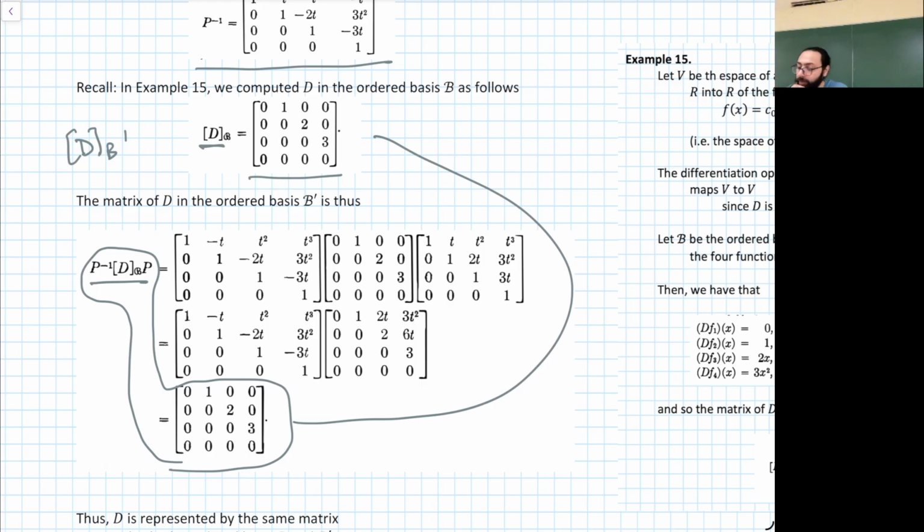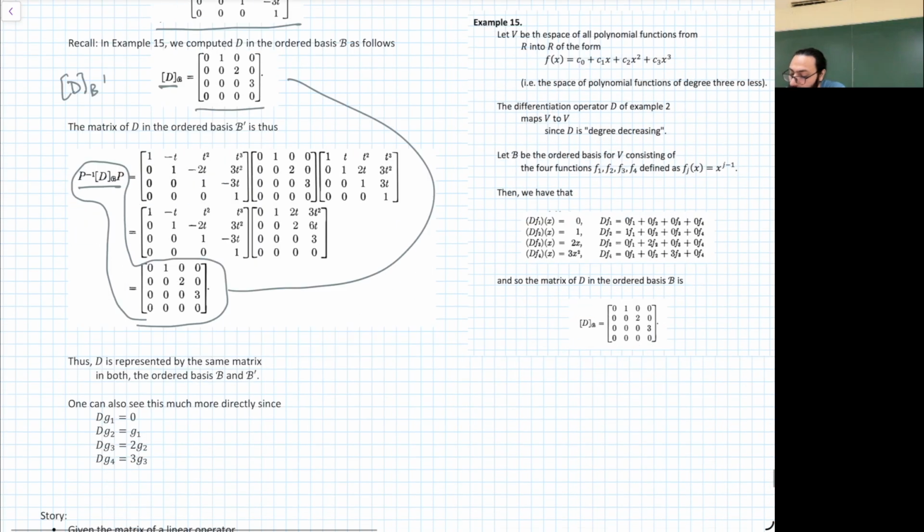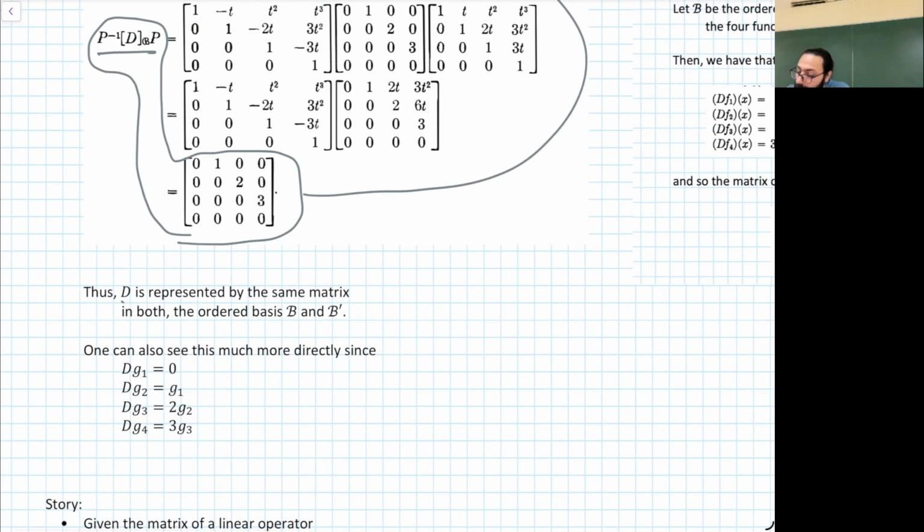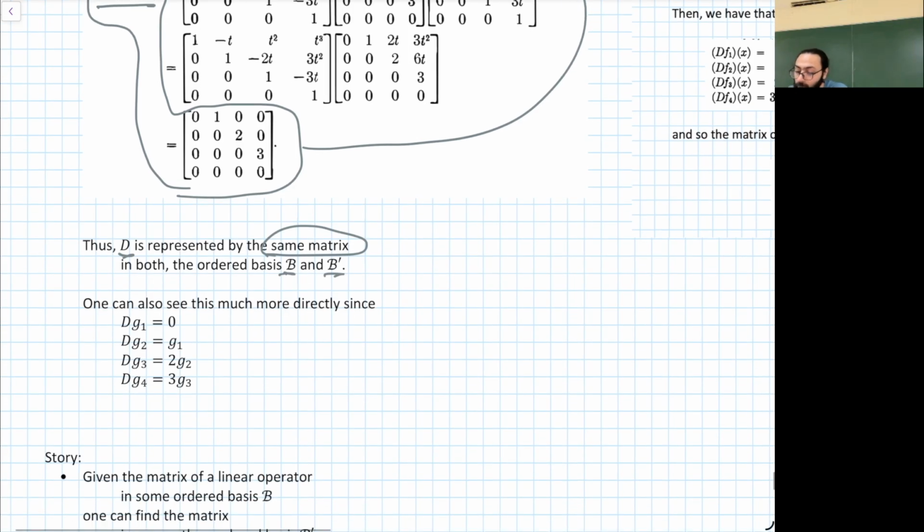Okay. So then one can check that D is represented by the same matrix. It doesn't matter whether you're looking at the basis B or B prime. One can also check this much more directly: just compute D of G1, D of G2, D of G3, and see that this is the matrix representation. This is the direct computation path. You look at the action of the linear operator in the basis B prime, and you get this exact same matrix.